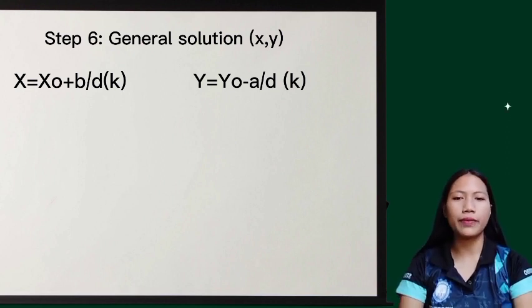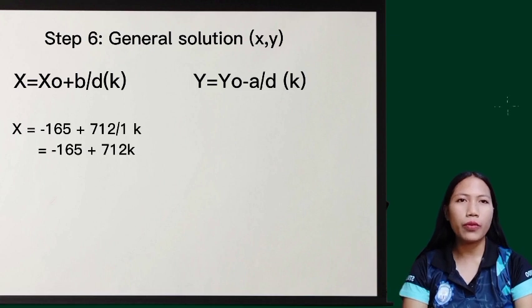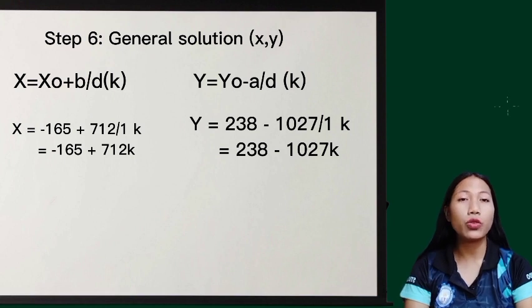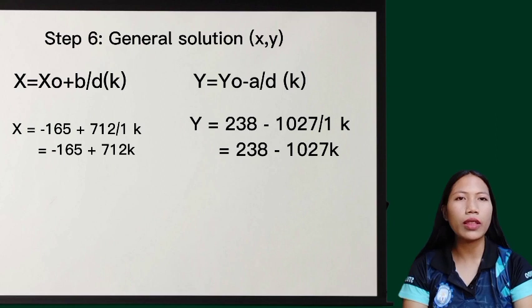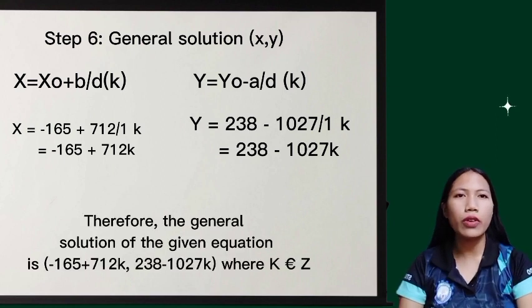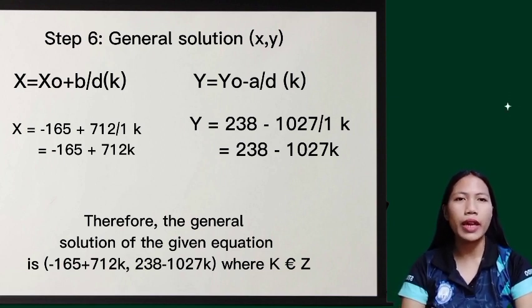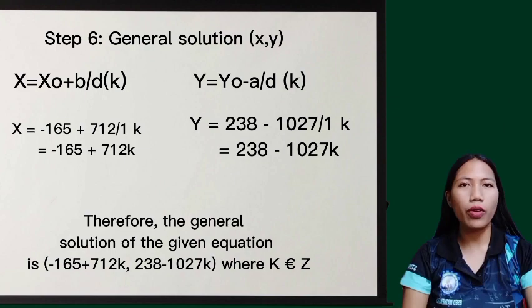Let's solve for our x. x is equal to negative 165 plus 712 over 1 times k. And so our answer here is x is equal to negative 165 plus 712k. And for our y, it is equal to 238 minus 1027 over 1 times k. So our answer here is 238 minus 1027k. Therefore, the general solution of the given equation is negative 165 plus 712k and 238 minus 1027k, where k is an element of Z.